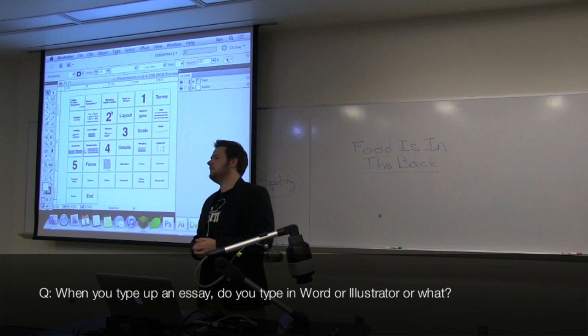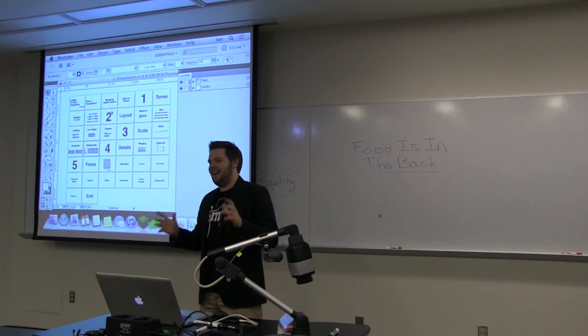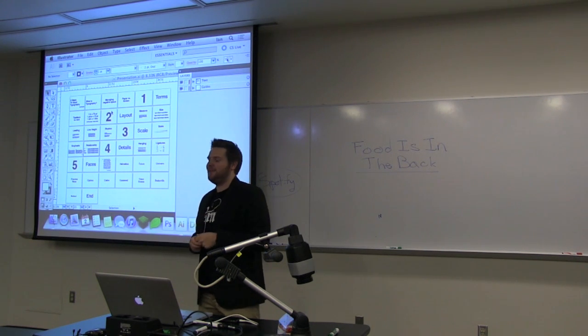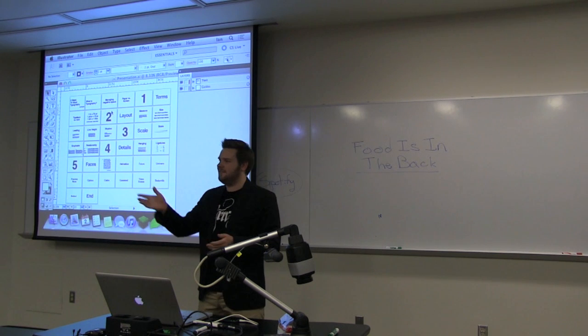When you type up an essay, when you type in Word or Illustrator or LaTeX or whatever, I've learned to detach myself a little bit from that and not care too much. I like to use Paschal, like I said, it's extremely legible. Times is good too, but typically just using Paschal in Word is working pretty well, since there's not a whole lot of format or layout that goes into that.